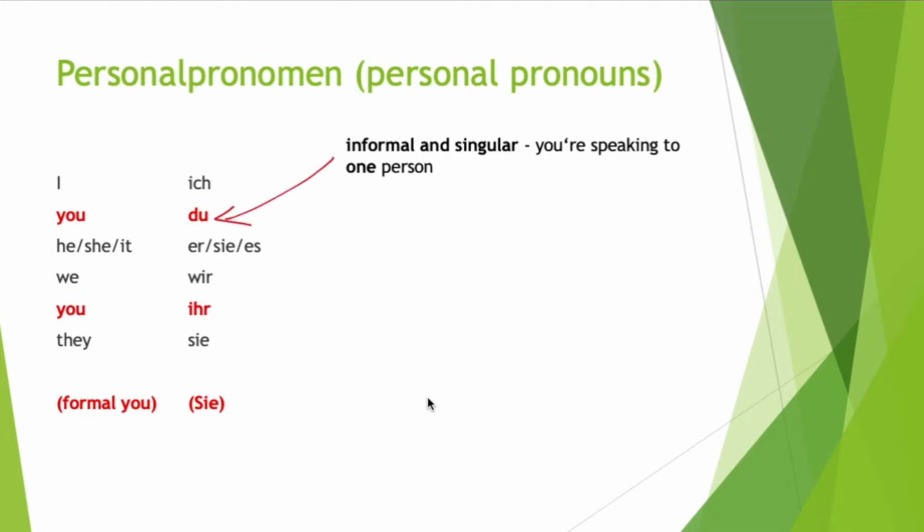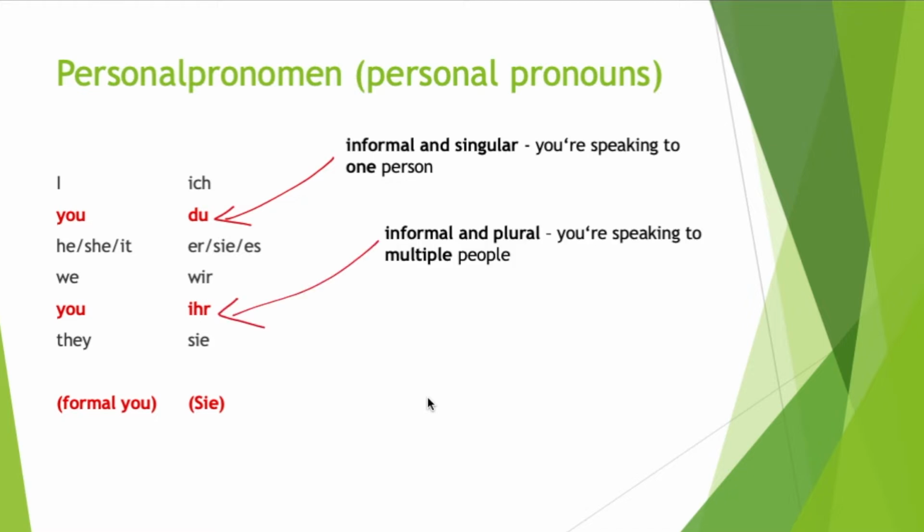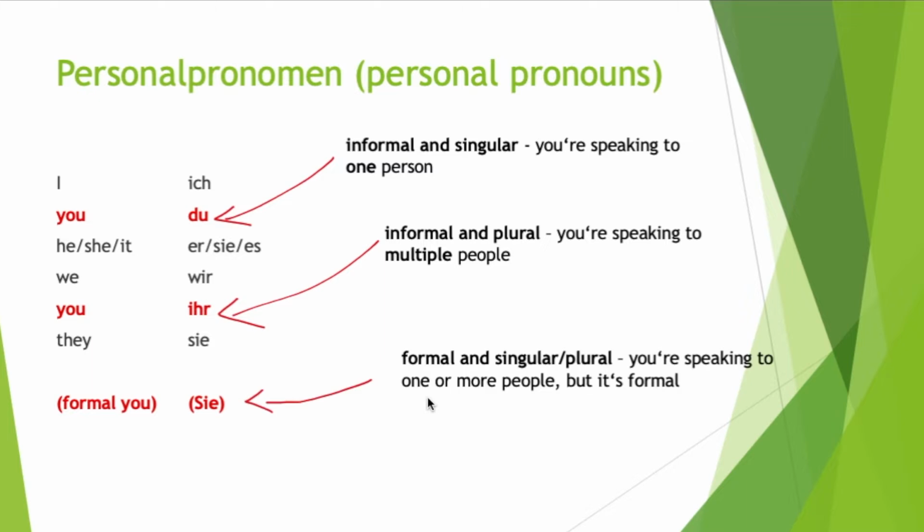Du is the informal singular way to say it. So you'd say this to one friend. Ihr is the informal plural way to say it. So you'd say this to 2 or more friends. Like you in the plural, that would be like y'all or you guys. And then there's this formal you. It doesn't matter how many people you're speaking to, it could be 1 or more, but it is formal.